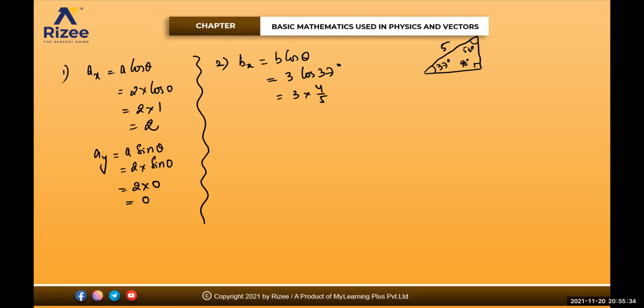Adjacent, opposite. This side is how much? 4. Very good. Then this side will become how much? 3. Clear for everyone? So this will become how much for me, beta? 12 by 5. That's it. You leave it here only.